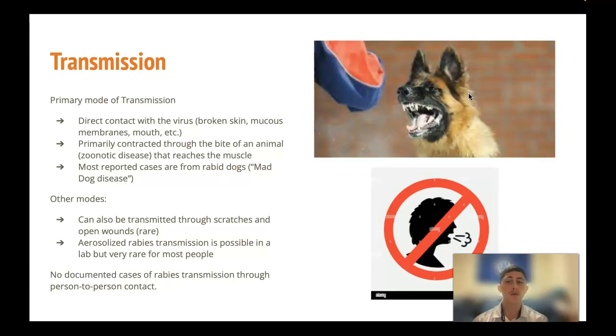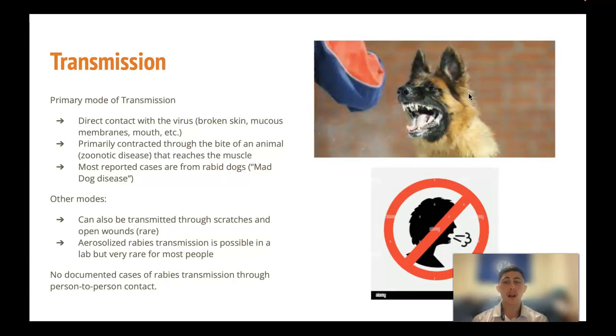It can also be transmitted through scratches and open wounds, and this is very rare because you typically won't contract the virus from a rabid animal if the virus just jumps into your scratch or open wound. It's almost like you would have to take the virus and purposely rub it into that scratch, which is why it's primarily contracted through the bite of a rabid animal, because it does need to insert deep into that flesh and reach that muscle tissue.